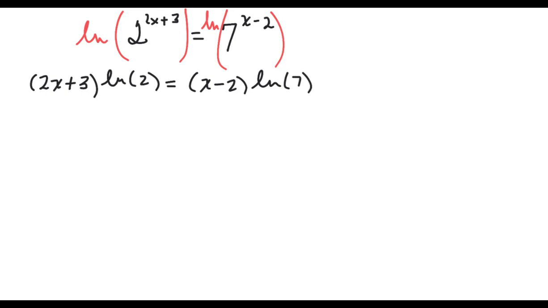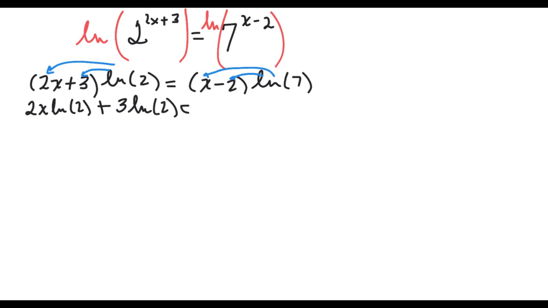And from here, I could distribute ln of 2 to 2x and to 3, and then ln of 7 to x, and ln of 7 to negative 2. So that becomes 2x ln of 2 plus 3 ln of 2 equals x ln of 7 minus 2 ln of 7.